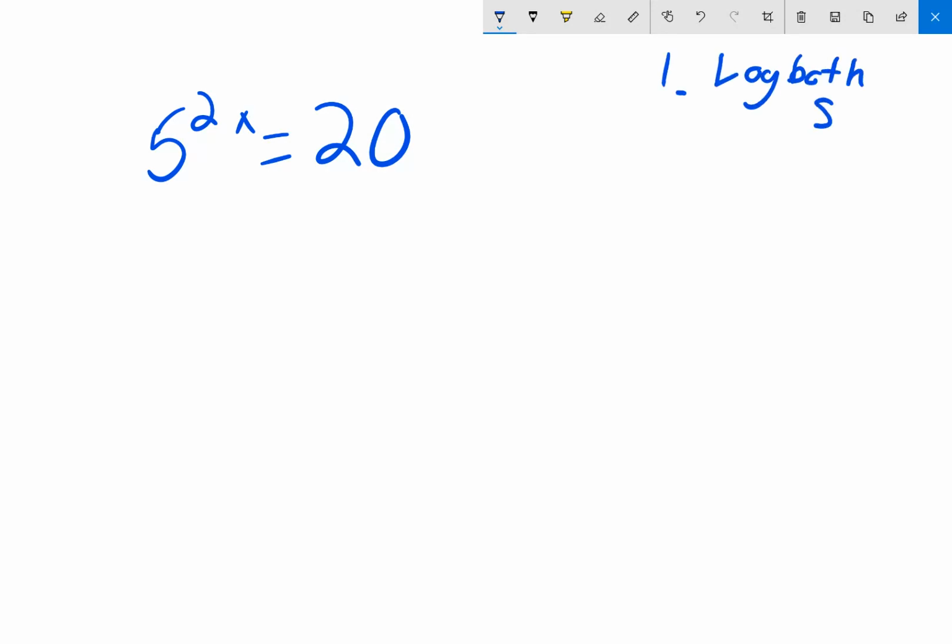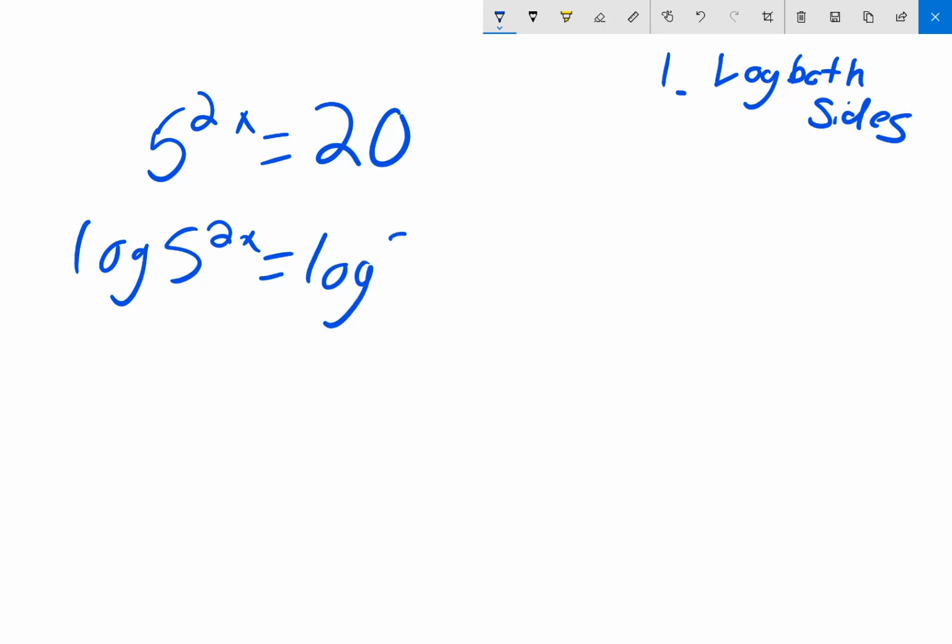So the first problem is 5 to the 2x power equals 20. For the first 6 problems, they're all exponential problems, so they're all going to follow the same 3 steps. Step 1 is to put log on both sides. We're going to keep this equation exactly the same, but put log of 5 to the 2x power and log of 20. So it's still 5 to the 2x power equals 20, but it's the log of both of them.